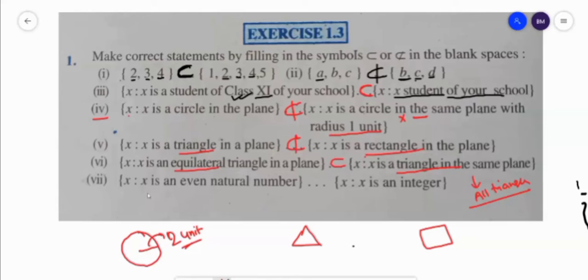Next, X is an even natural number, and X is an integer. As the natural number set is a subset of the integers, obviously the even natural numbers are also a subset. The integers contain everything from minus 2, minus 1, 0, 1, 2, 3, 4, and so on. All the elements are in this set of integers, and it is particularly even natural numbers, that means even positive integers. So the first set is a subset of the second set. Next.